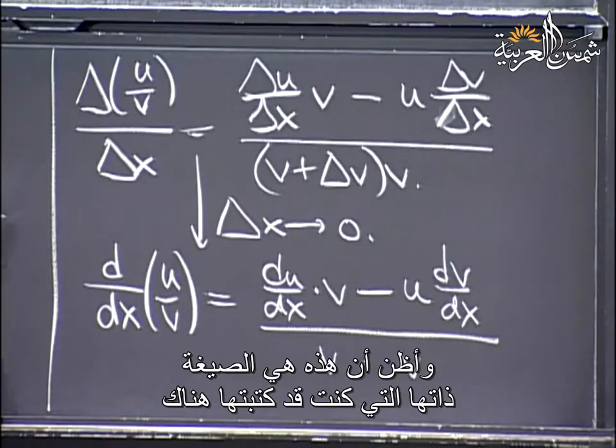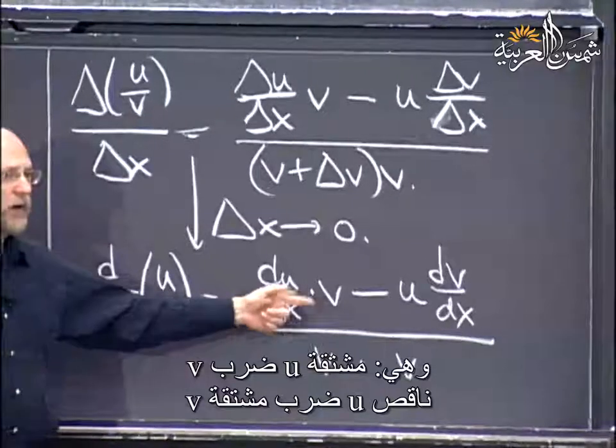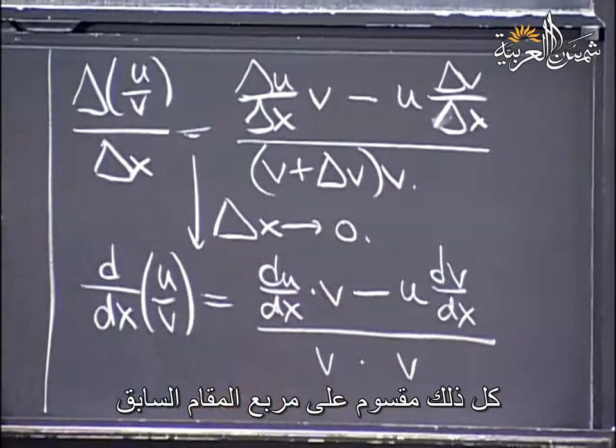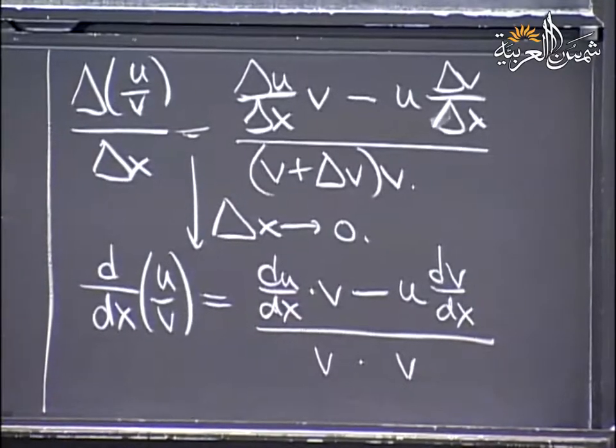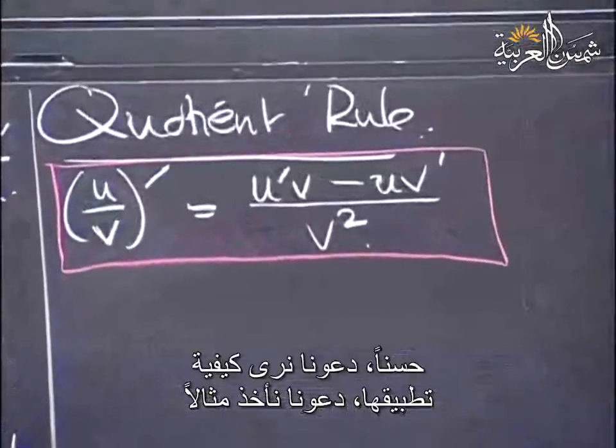I think that's the formula I wrote down over there. The derivative of u times v minus u times the derivative of v, and all divided by the square of the old denominator. Well, that's it. That's the quotient rule. Weird formula. Let's see an application. Let's see an example.